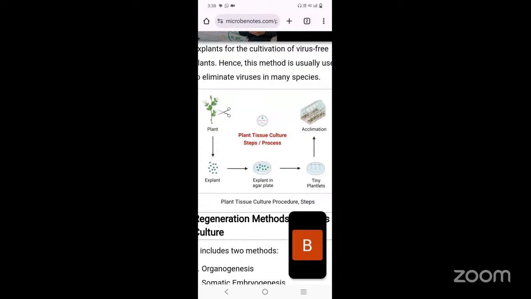What is acclimatization? Acclimatization means transferring the plants to the field. Once plants are generated by tissue culture, they are transferred to the greenhouse or field. This process we call acclimatization. Acclimatization is the final stage in the tissue culture technique.